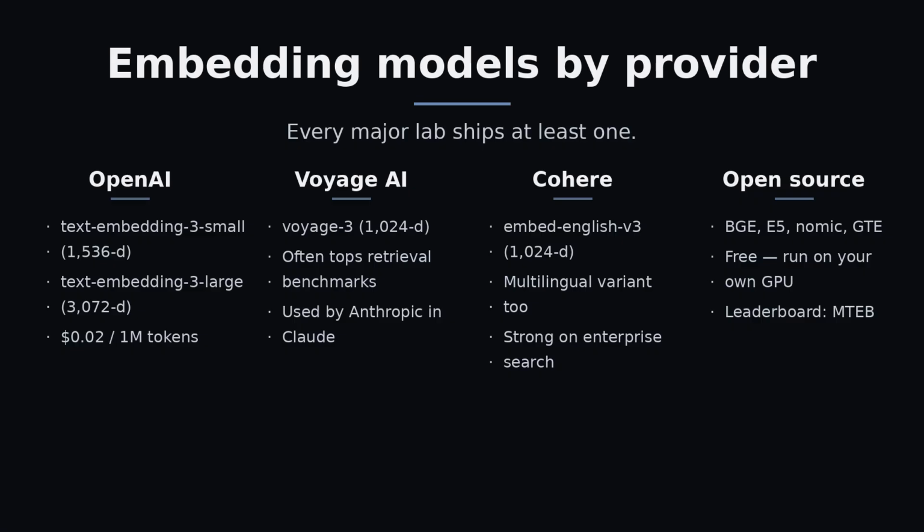Voyage AI, which Anthropic partners with, often tops the retrieval benchmarks. Cohere has an embedding line tuned for enterprise, and there's a thriving open source scene. Models like BGE, E5, and Nomic, all free to run on your own hardware, all benchmarked against each other on a public leaderboard called MTEB.